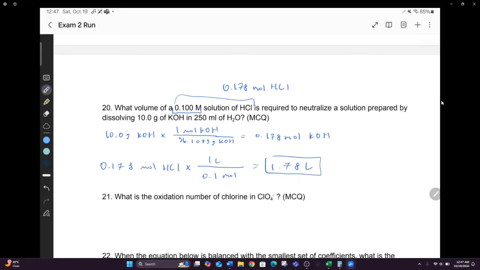Again, what you're doing here is converting your grams of KOH into moles of KOH, and you're seeing, okay, we need this many moles of HCl, so we're going to use the molarity of our solution to turn that into liters.